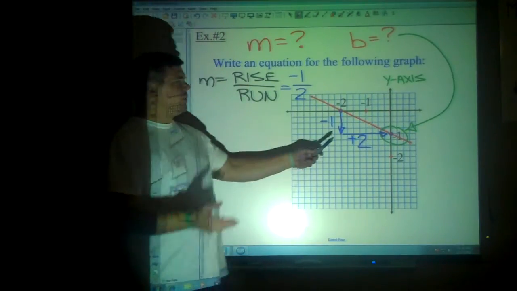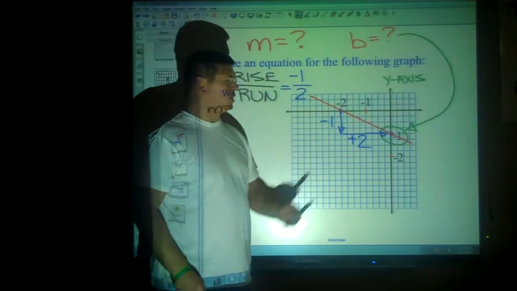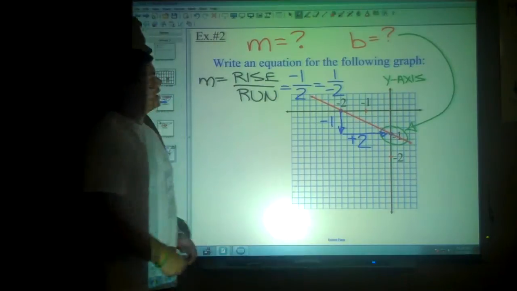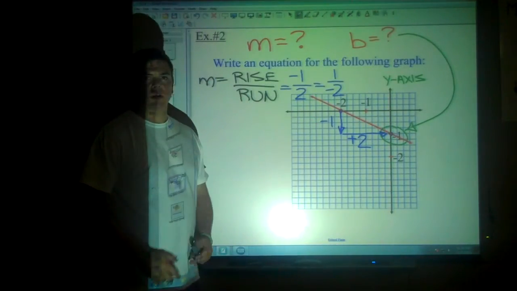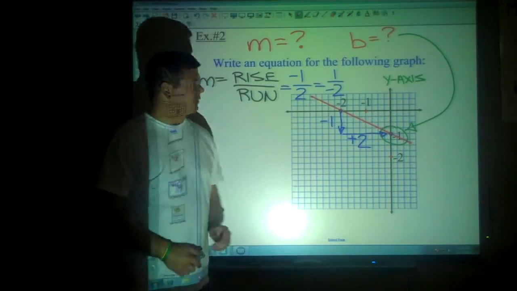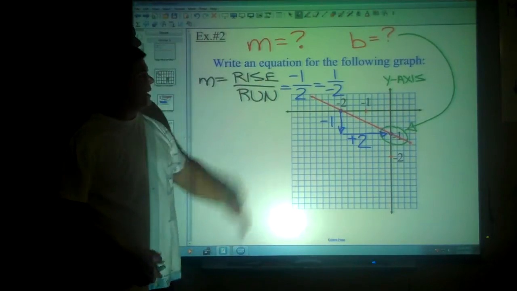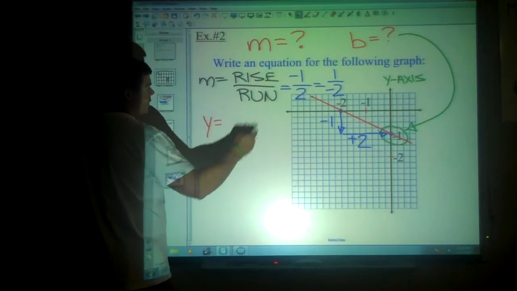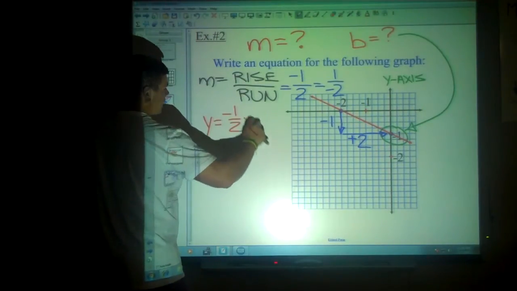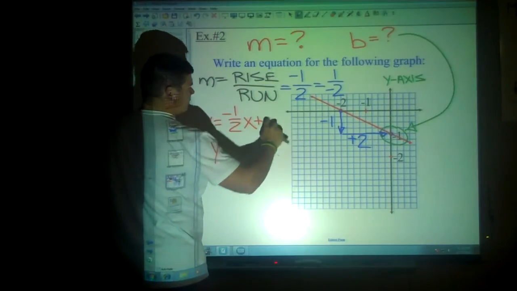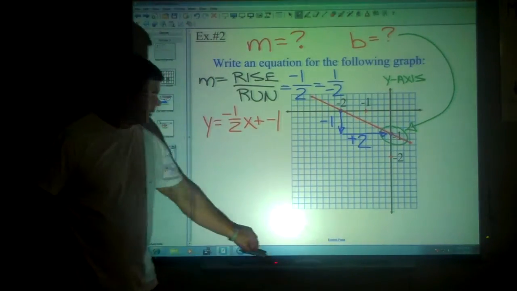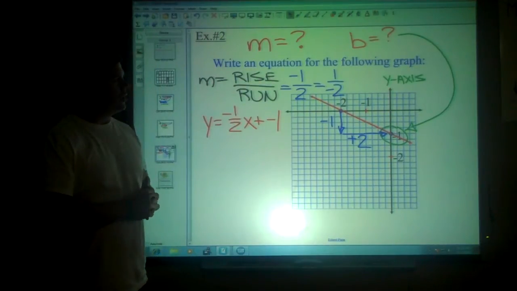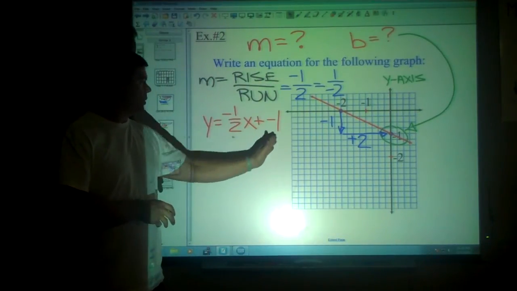And somebody might say, but I'm going the other way. I'm going to go up 1 and left 2. Okay. Up 1 and left 2 is the exact same -1/2 fraction. And it's negative, which is good as I look at it left to right. I have my m, I have my b. The last thing to do is write the equation. Simply y equals the slope, -1/2 x, plus the y-intercept, -1. I've taken the information and I've extrapolated it, pulled it off the graph, substituted it in places that I need it, which would be the slope and the y-intercept.